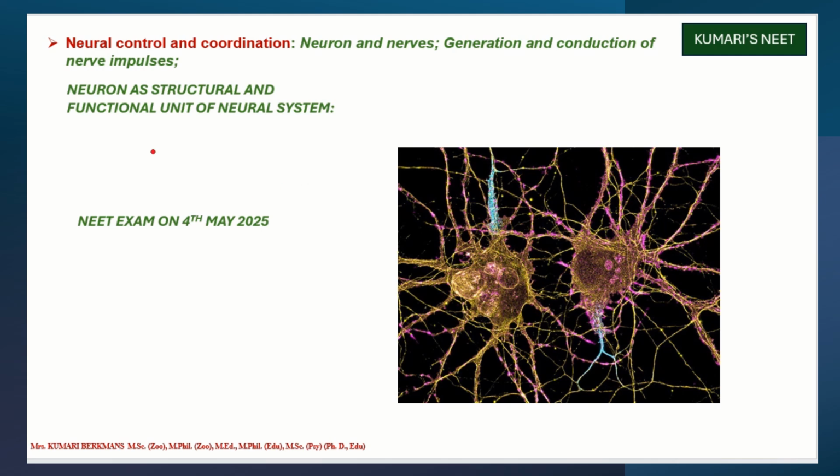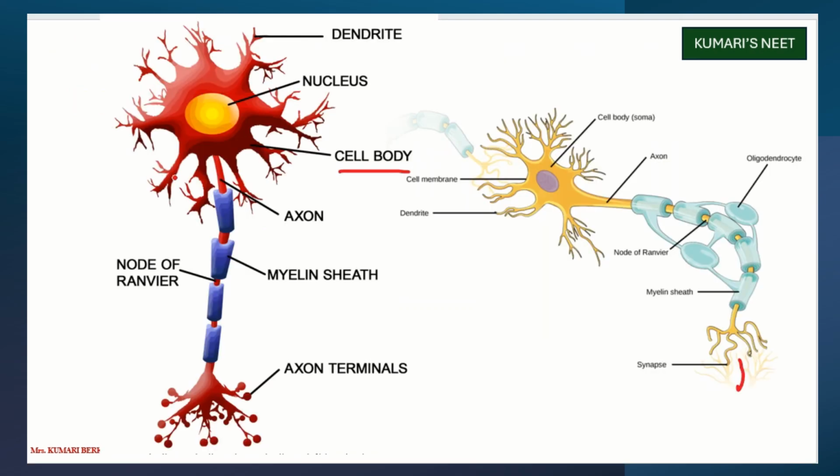So this class is about the neuron as the structural and functional unit. We are going to see what is the structure of the neuron. Let us see. The neuron has three parts. This is the cell body, or it is called the cyton. Cell body or cyton, and dendrites.